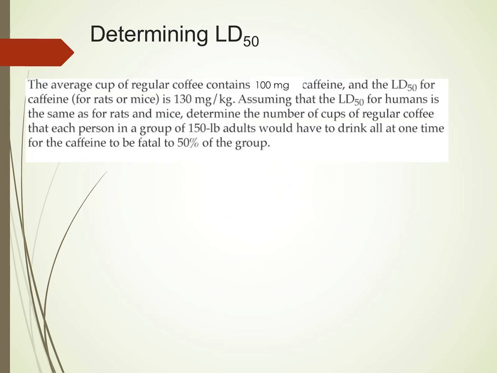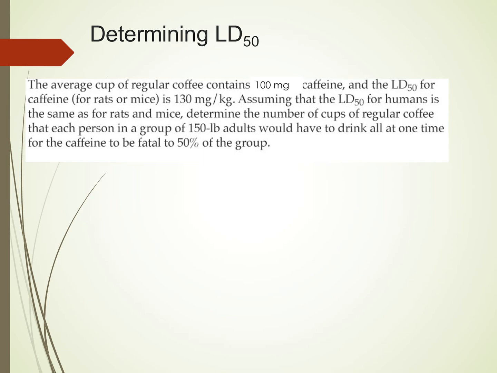All right. Now let's look at determining LD50. An average cup of coffee, regular coffee, contains about 100 milligrams of caffeine. And the LD50 for caffeine for rats and mice is 130 milligrams per kilogram. We'll have to use that for humans. Assuming that the LD50 for humans is the same, determine the number of cups of coffee that each person in a group of 150 adults would have to drink at one time for the caffeine to be fatal to 50% of the group. So the idea is we're trying to see what that LD50 is. We know what the LD50 is, so we're trying to see how many cups of coffee is related to that.